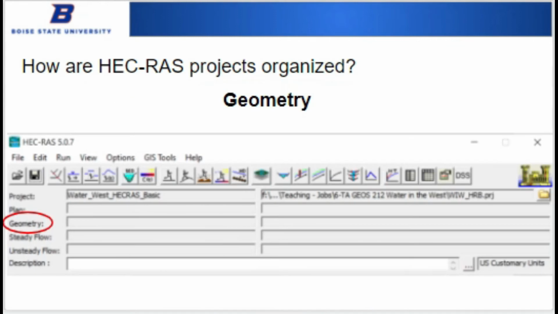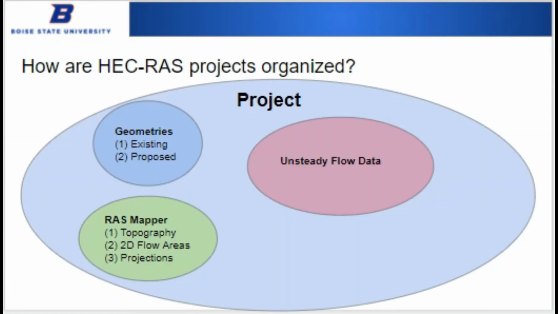The geometry file is in red, and then we also can get to it by going to Edit and then Geometry. Once we have established a geometry and worked in RAS Mapper to have our topography, then we can either model in a steady flow state or in an unsteady flow state. And we'll go more into that with the mathematics. But those are our two options for all purposes of today.